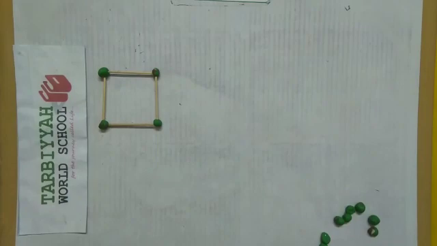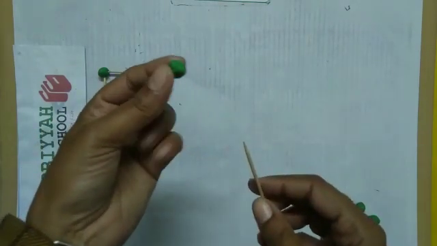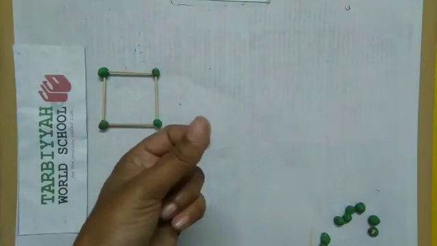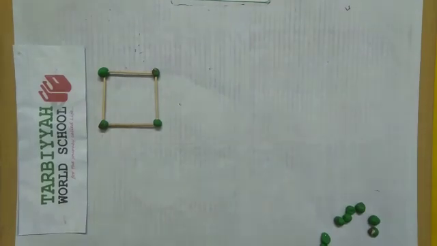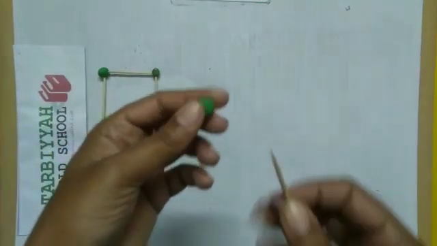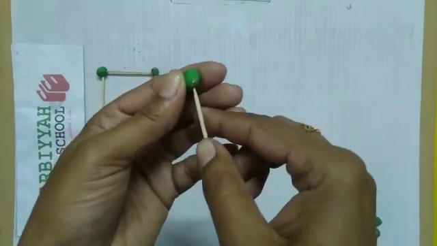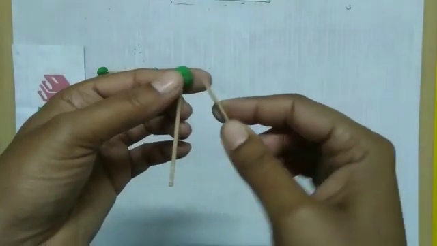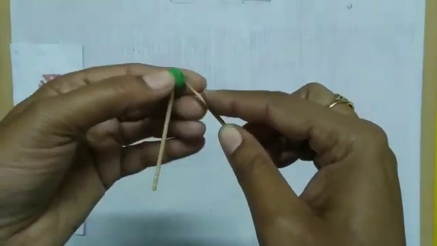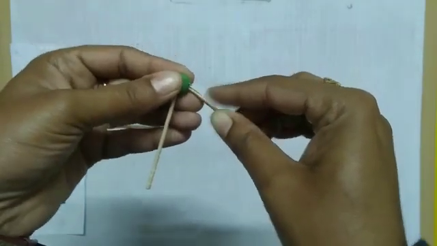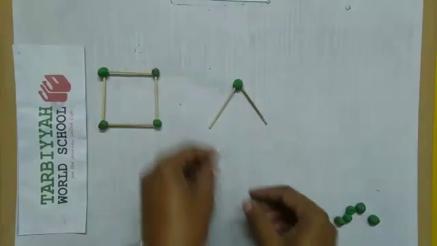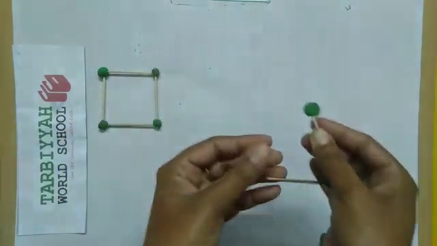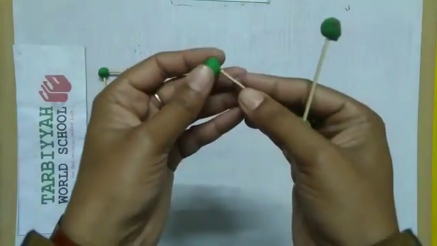Okay, now we make triangle shape. So, take one ball, one circle, and take a small ball, one ball and one toothpick and do like this. And take another toothpick and do like this. Okay, now like this and like this.